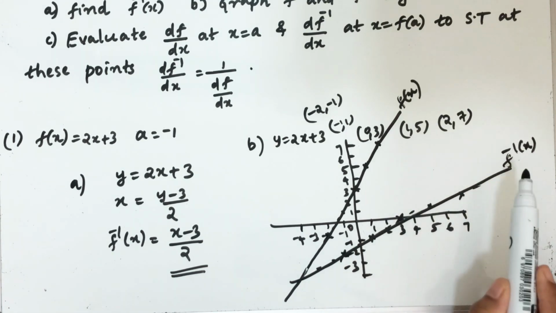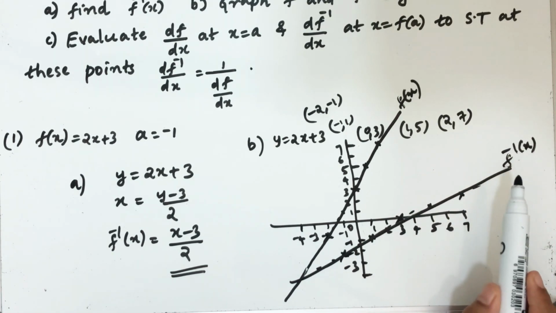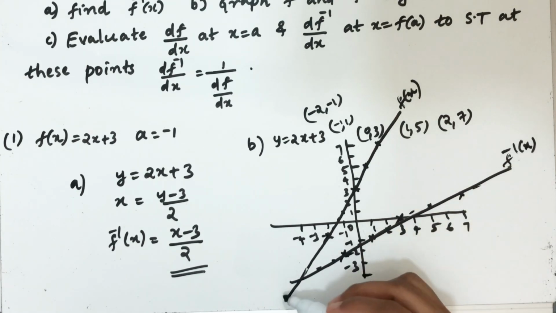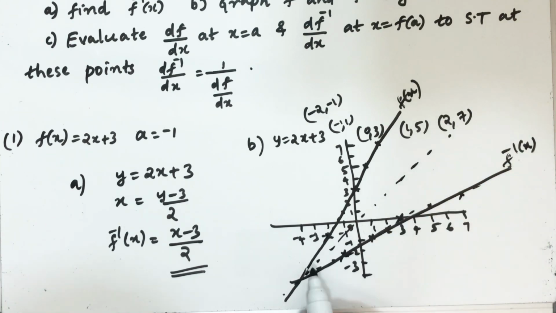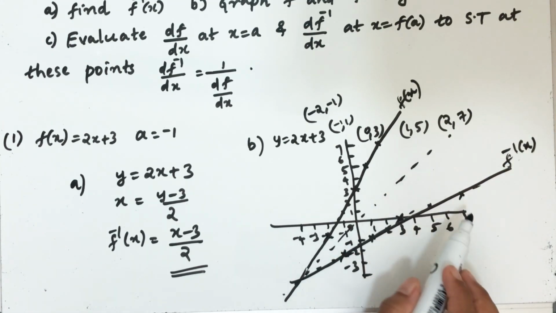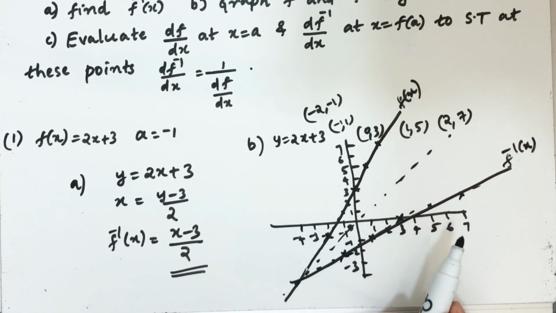We know f of x and f inverse of x are symmetric about the line y equal to x. That is, if we draw the line y equal to x and we put a mirror on this line, then they will be the mirror image of one another.